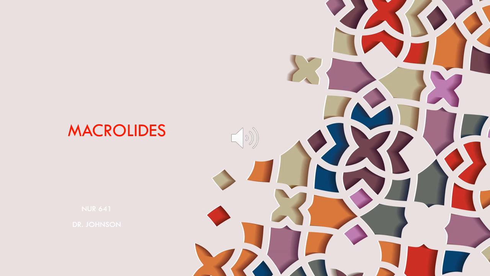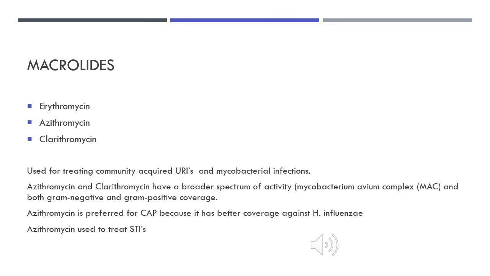So in this very short slide set, I'm just going to talk about the macrolides. We have 3 antibiotics to talk about, and I'm going to try to keep it as simple as possible for you. So azithromycin and clarithromycin are macrolide antibiotics that are used in the treatment of several infections, including community-acquired respiratory infections, sexually transmitted infections, and mycobacterial infections. They're derivatives of the older macrolide antibiotic erythromycin.